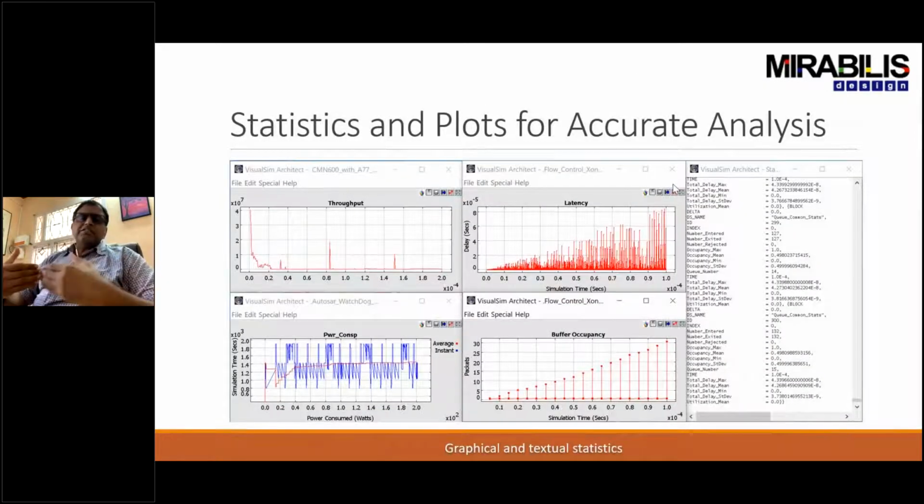Now, there are other statistics that VisualSim provides. I just thought I'd list some of them. So you can see there's throughput, there's latency, there's power consumption, buffer occupancy. There's a variety of other statistics that you can also generate. So this goes beyond the standard statistics we were already discussing.